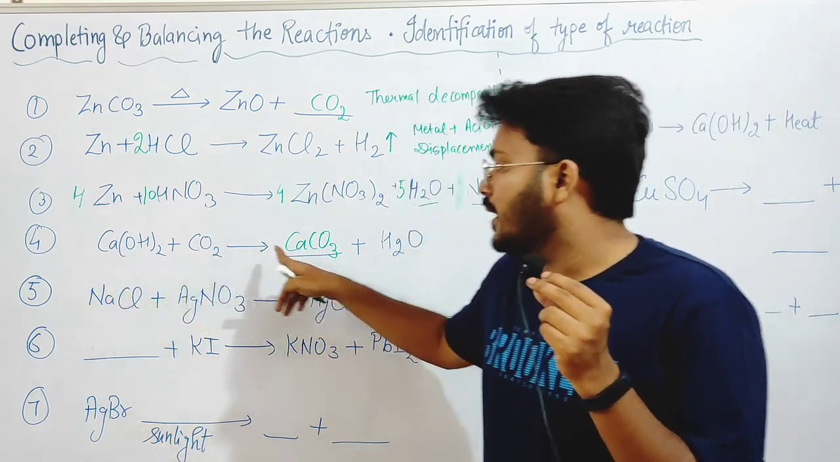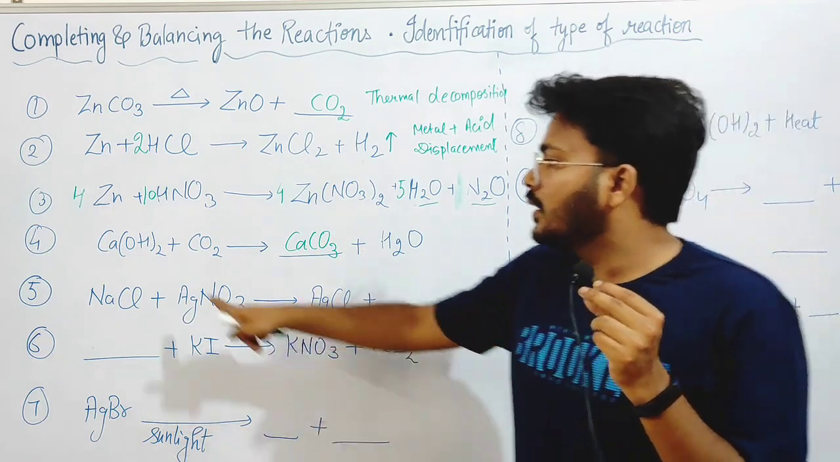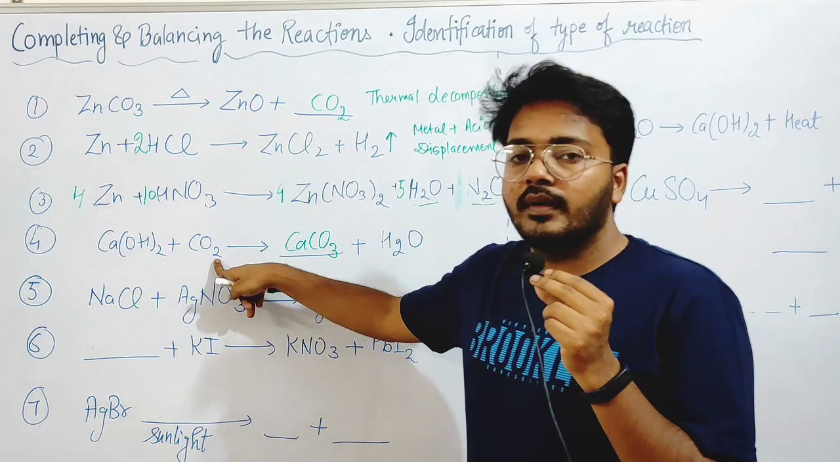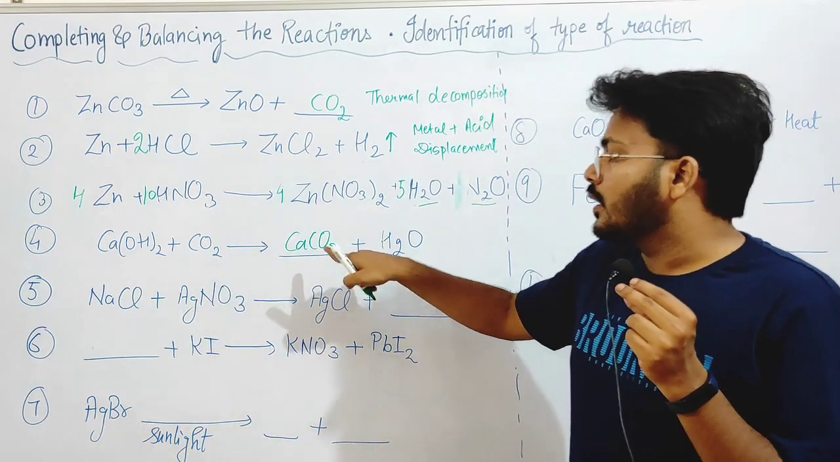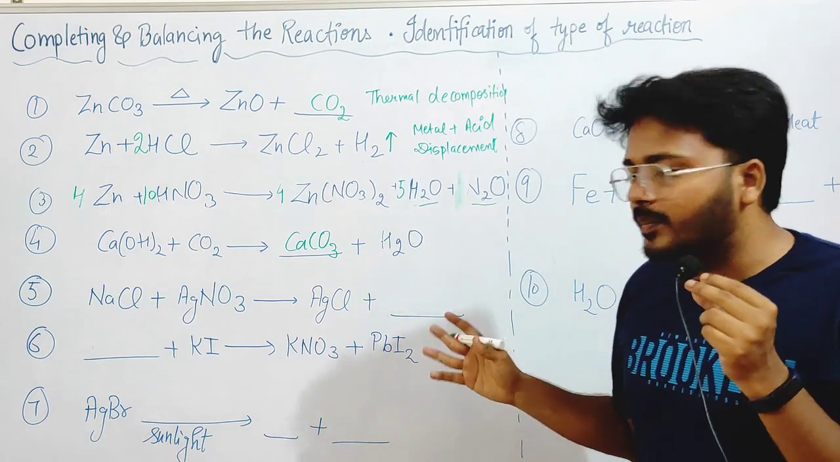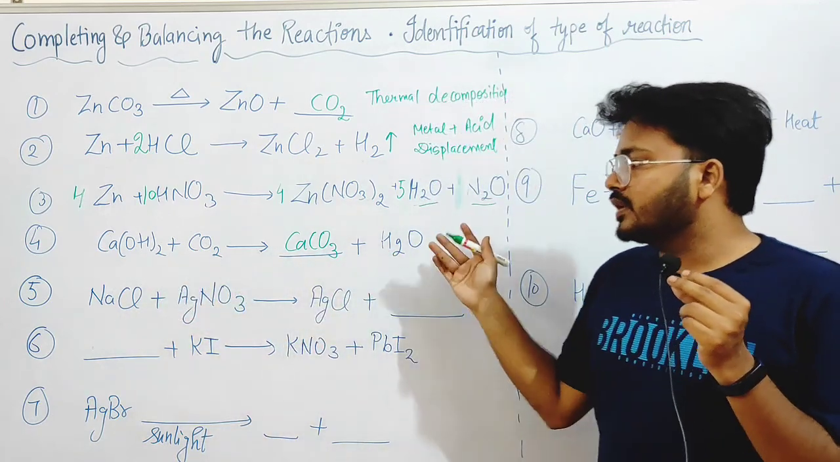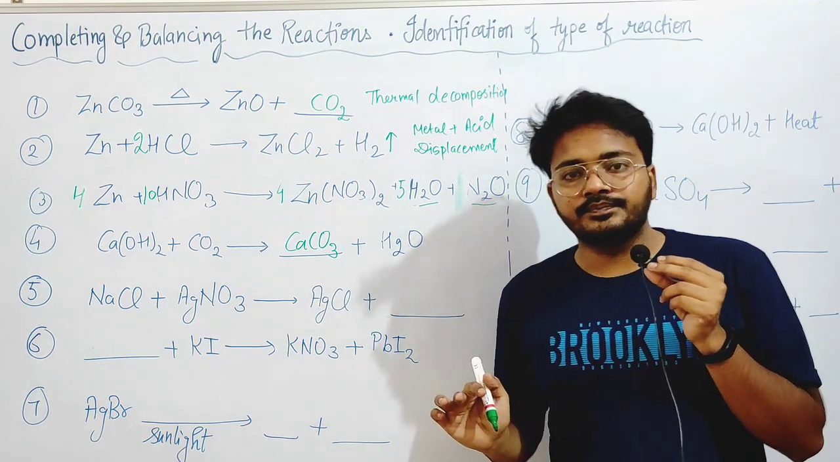Calcium on the left and right hand side is 1 and 1 each. Oxygen: 2 plus 2 is 4. On the right hand side, 3 plus 1 is 4. Oxygen is balanced. Hydrogen 2, hydrogen 2. So this is a balanced reaction.